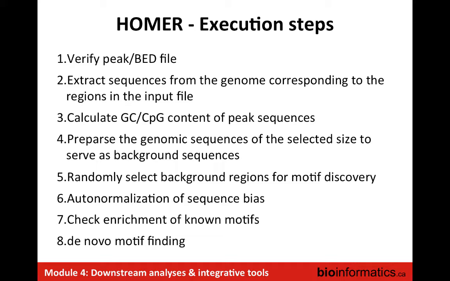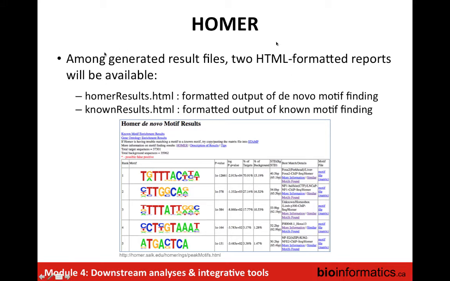Then it checks for known and de novo motifs, and it gives you a report that looks basically like that. In this motif, we know the first letter for sure is a T. The second base of my motif is either a G or an A. Most of the time it's a G, and you can see from the size of the letters how often you will find one specific base in that motif.